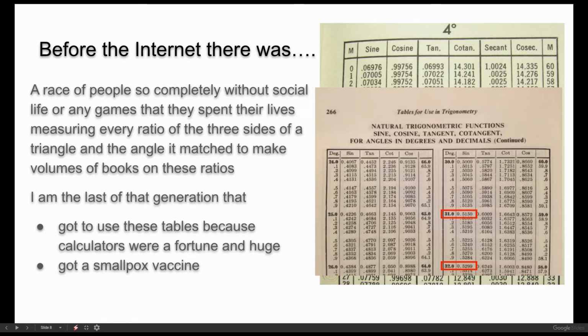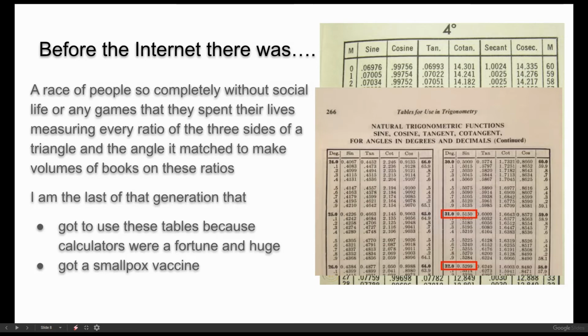And they sat there in ancient times and they would draw a 45-degree triangle and they would get 1 to 1. Then they would try a 46-degree triangle and see what the ratio was. Then they'd try a 47-degree triangle. Then someone else came along and said, oh, no, I'm going to do 24.1, 24.2, 24.3, 24.4. And they wrote all these ratios down.